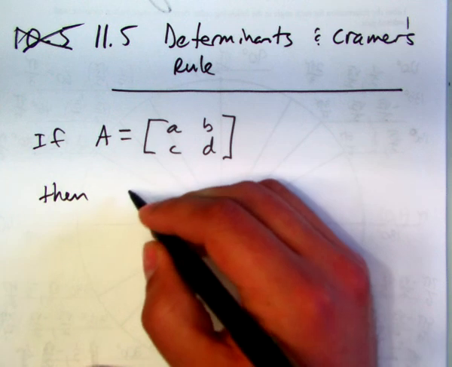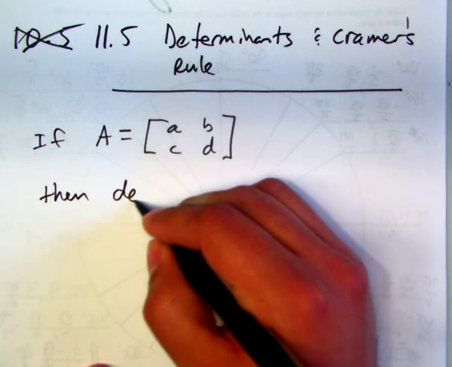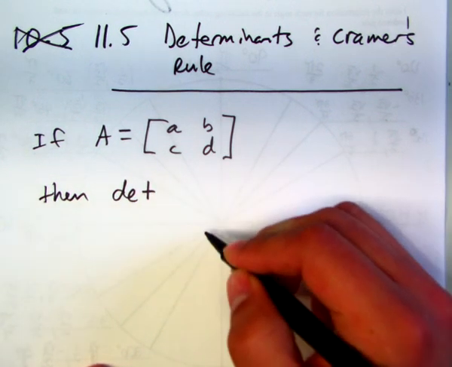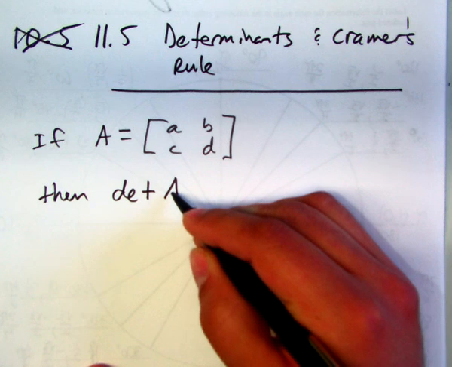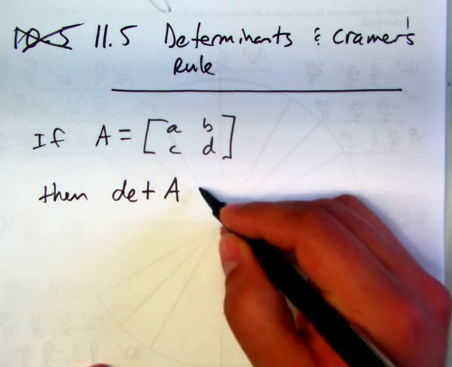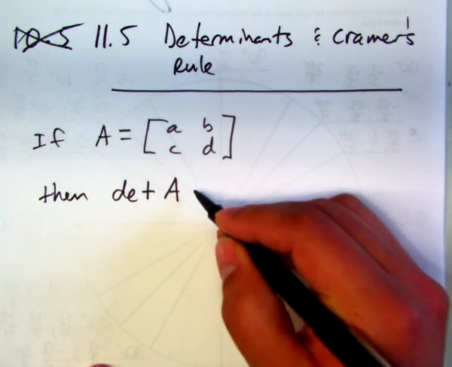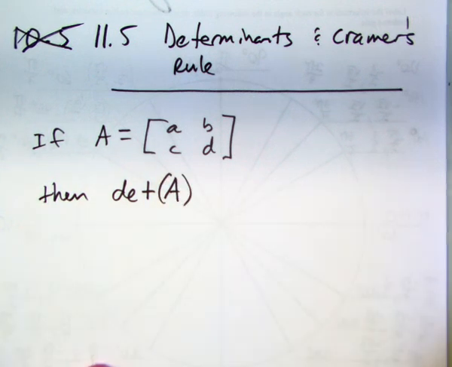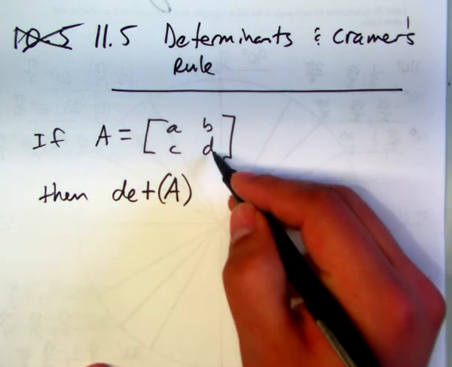then the determinant, and the notation for that is DET A. The D, E, and T, like this. So that just means determinant, yes. Not to be confused with the D that's in here. Okay?